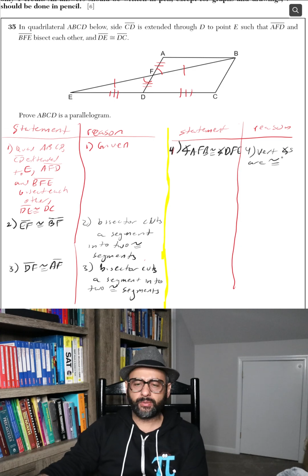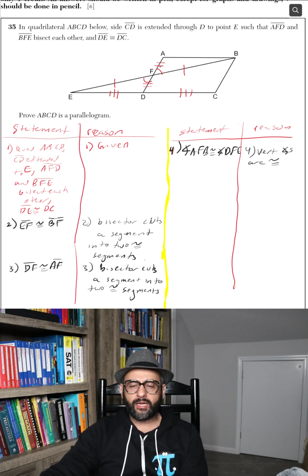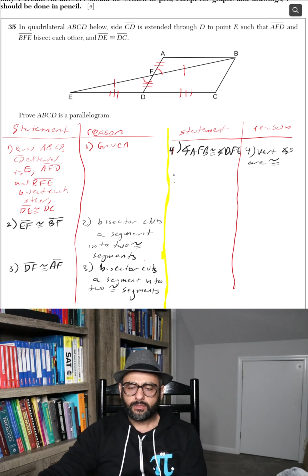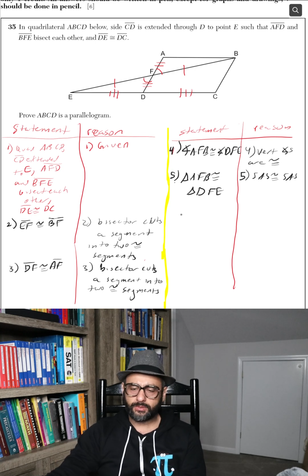And why did I want to use that? Because now I have 2 pairs of sides and the included angle, so I know that these 2 triangles are congruent by side angle side. So statement 5 is that triangle AFB is congruent to triangle DFE, by the side angle side postulate. Some teachers write side angle side congruent to side angle side, or you could just write SAS. Okay.